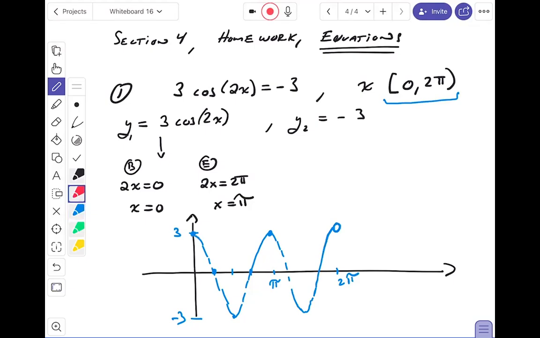Now I'm going to graph the second curve in, and I'm going to put that in green. The blue is y1, right? So this is the graph of y1. And in green, I'm going to put y2 down. What does it say? Minus 3. So what does y equals minus 3 look like? It looks like this.